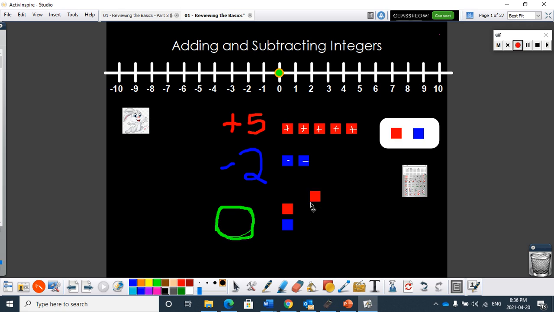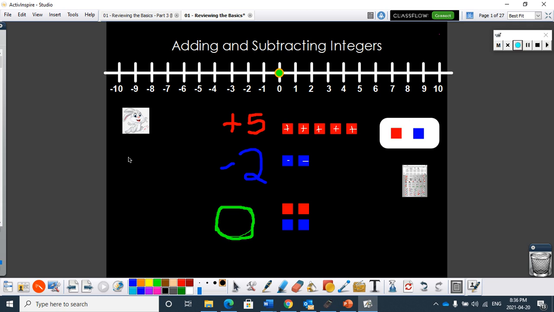So then I could go like 2 positives and 2 negatives. It makes it so I've got lots of choices for 0. 0 just means I have the same number of positives as I do negatives. And if you're wondering about the little bunny over here, well, he's going to come up a little later when we start adding and subtracting integers.